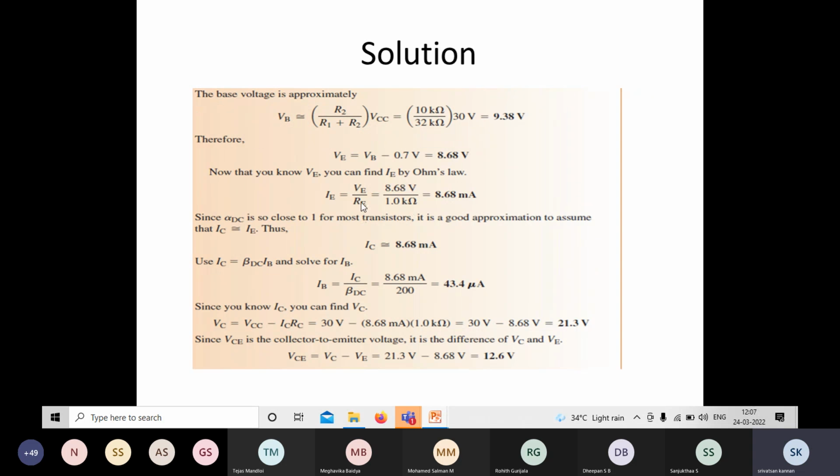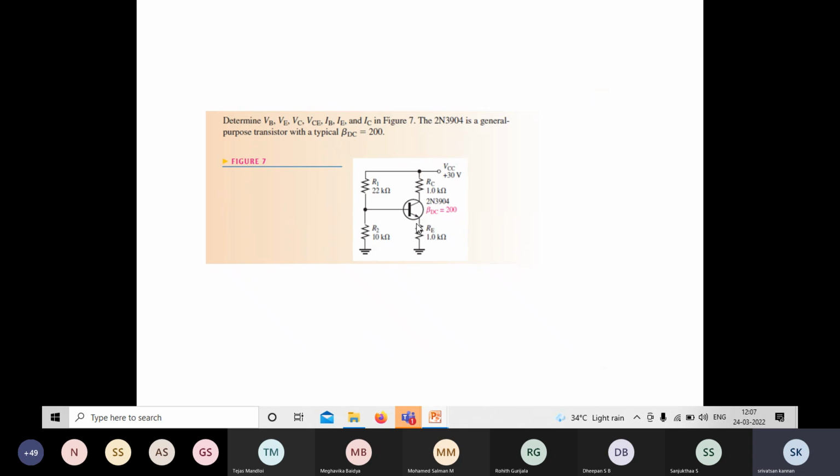Similarly, IE is VE by RE, and IC is equal to IE for alpha DC equal to 1, and IB is equal to IC by beta DC. IC is equal to beta DC times IB. So IB is equal to IC by beta, and you can easily simplify this circuit and find the values directly for the given values of resistors. So this is a basic arrangement of biasing of a transistor.